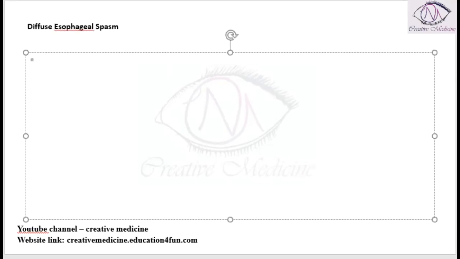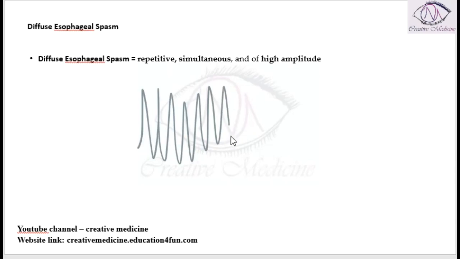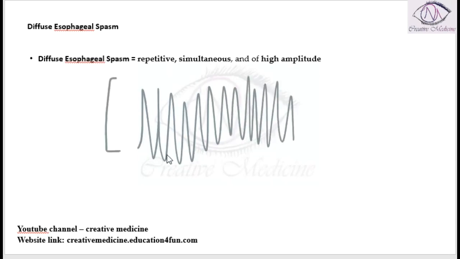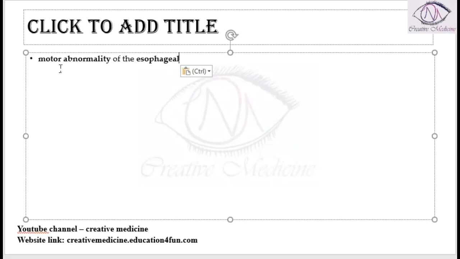In diffuse esophageal spasm, esophageal contractions are seen. These contractions are repetitive, simultaneous, and high amplitude. Why are there these contractions? Because there is a motor abnormality present in the esophagus, and this motor abnormality results in diffuse esophageal spasm.